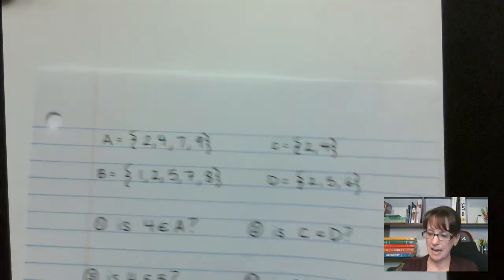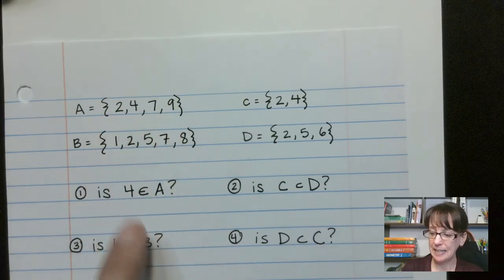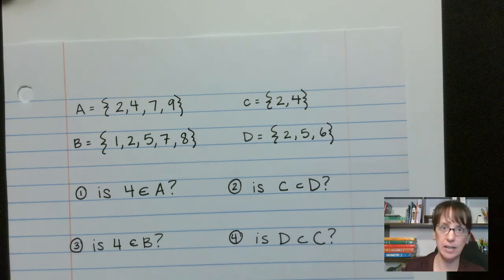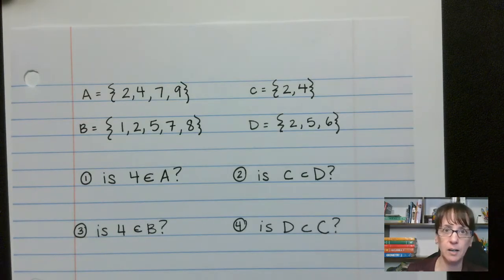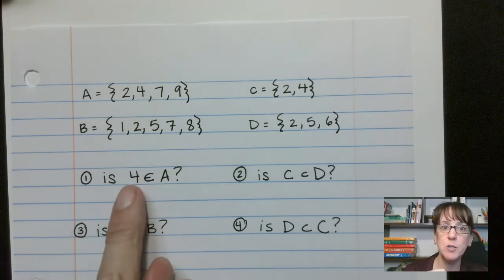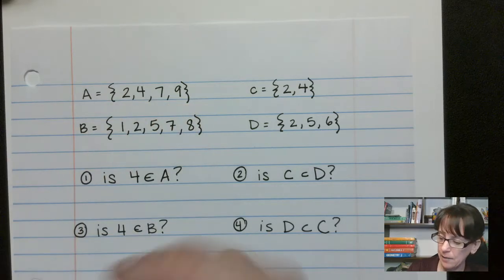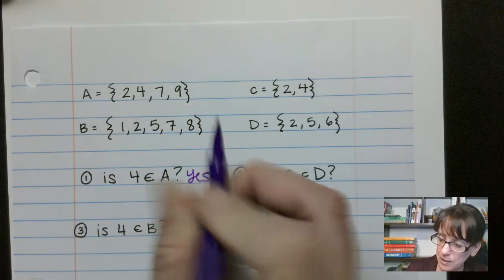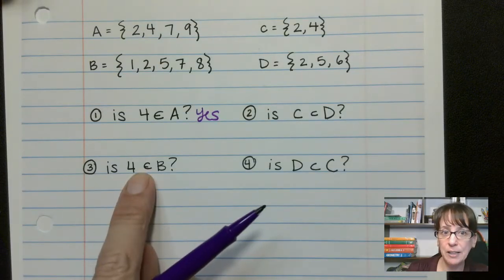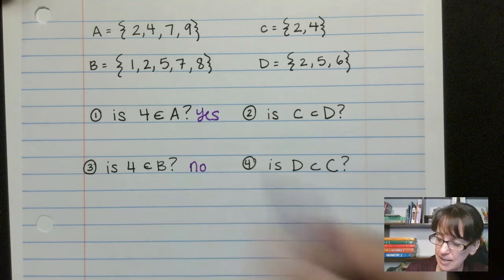So looking at this one, we have A is 2, 4, 7, 9, and B is 1, 2, 5, 7, 8. Now ignore the universal set that I talked about on the last one. We're not even going to talk about the universal set part. I just want to talk about elements for this part. So this says, is 4 an element of A? So we go up and we look and we say, yep, it absolutely is, because 4 is included in A. Is 4 an element of B? No, it is not. It is not included.